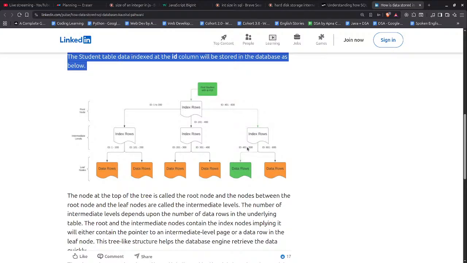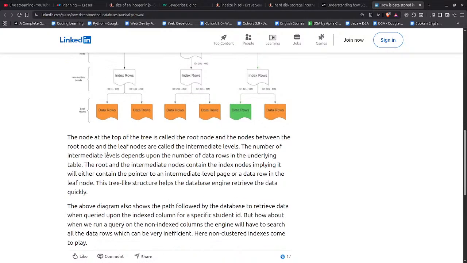Then we have another, 401 to 500, and 501 to 600. So this is again a range, because it has 415, it will go in this particular section, and this is where it will be stored. Okay, the nodes at the bottom are the leaf nodes. That simply means they are the pages.